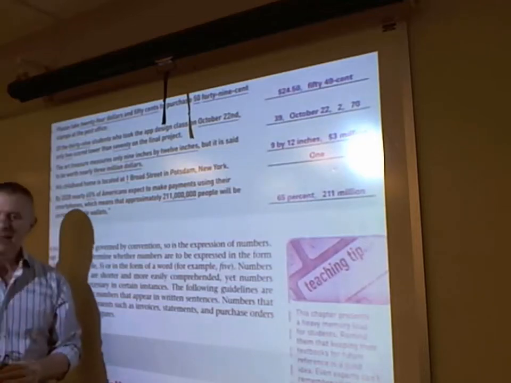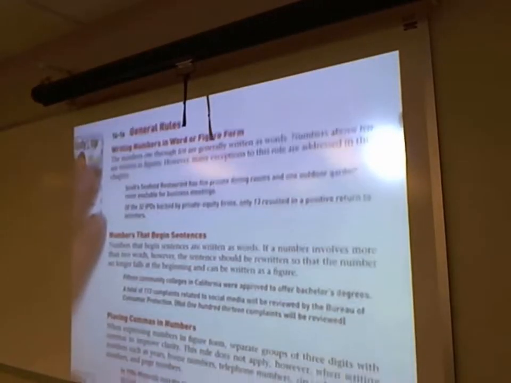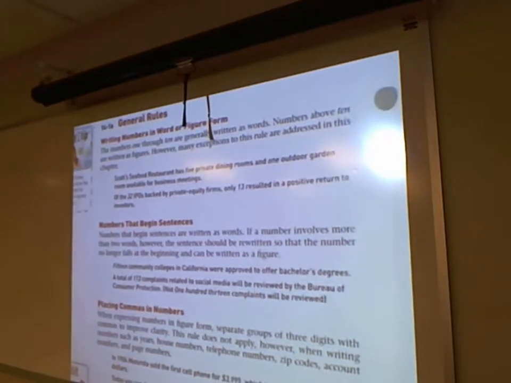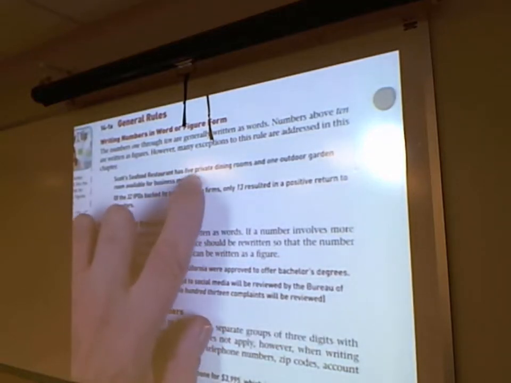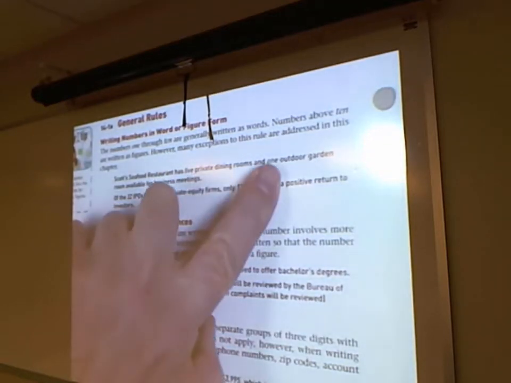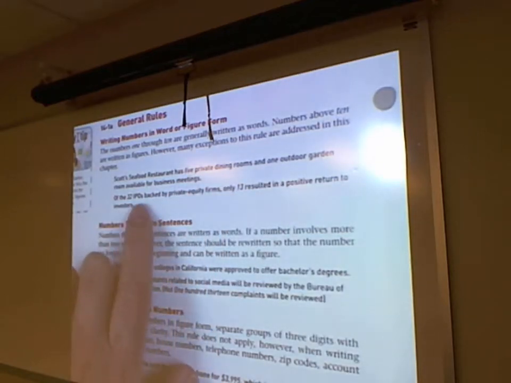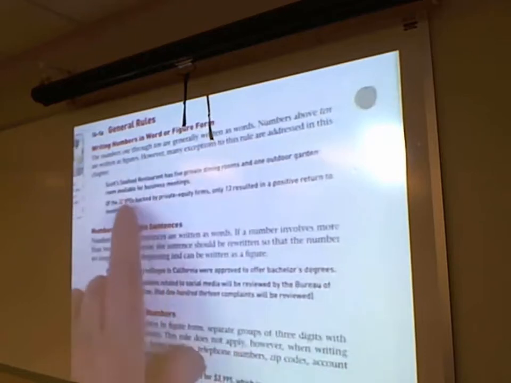Okay, so let's go ahead and take a look at the chapter. And the very first item is the main rule. 1 to 10 are words, and 11 and greater are figures, as illustrated right there. Has 5 private dining rooms and 1 outdoor garden room. Those are consistent too. Of 32 IPOs, that's a number greater than 10, and so it's a figure. Only 13 of those 32 resulted in a positive return to investors.